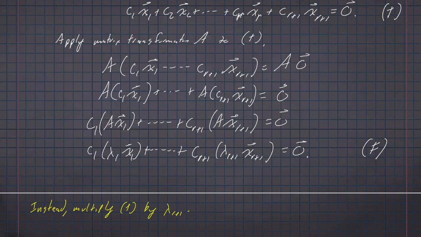I'm going to instead multiply equation dagger by lambda r plus 1. So on the left-hand side I will get lambda r plus 1 times c1 x1 through to c r plus 1 x r plus 1. And on the right-hand side, I get lambda r plus 1 times the 0 vector.